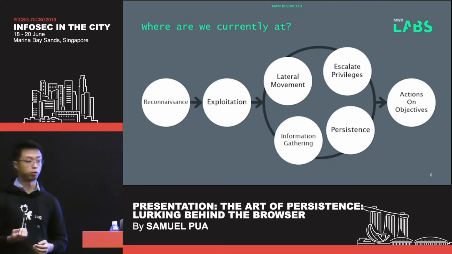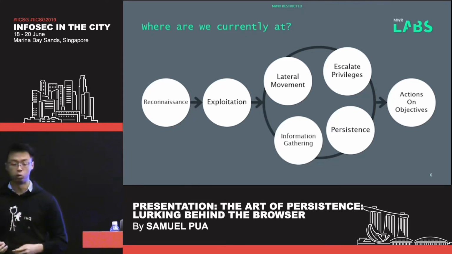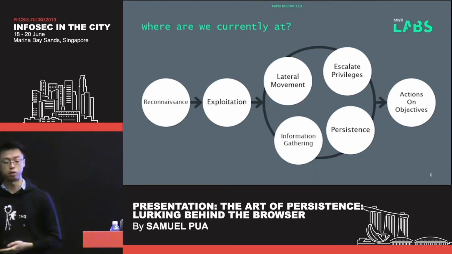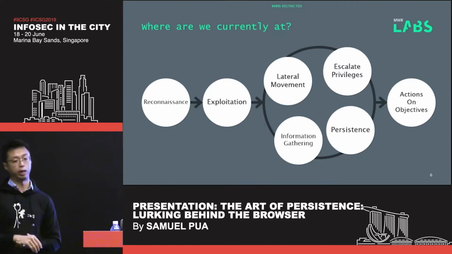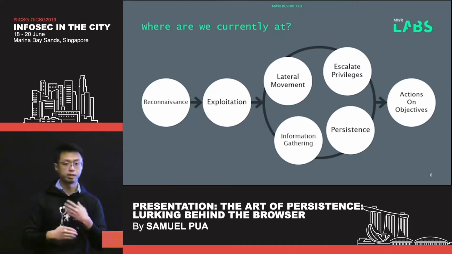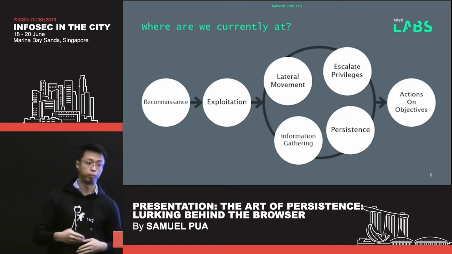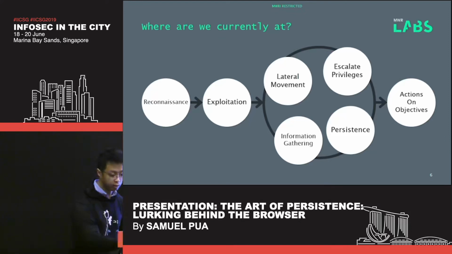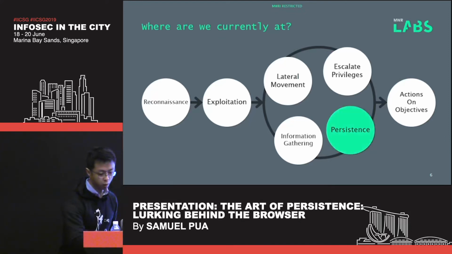Persistence is important because we have put in all this effort to get an initial compromise. But what happens when the end user turns off their laptop or desktop? Our payloads will then be shut down as well. So it's important that as the machines start up again, our payloads will be able to run again, and we'll be able to continue our exploitation. And that is where we have an issue.